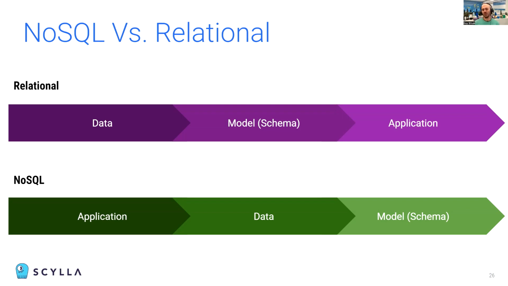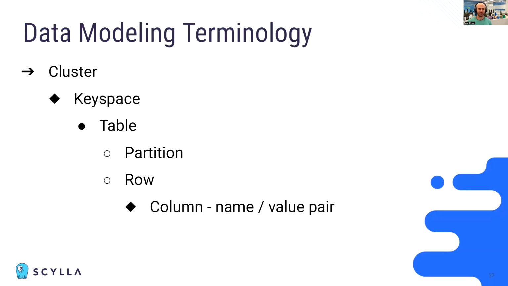However, when we think about data modeling for NoSQL databases, we need to think about the application and the data at the very beginning. When we create our data model, we need to think about what queries we're going to be running, and we have to create our data model according to that. That's quite a big conceptual difference that people have to get used to if they're coming from a relational database background.